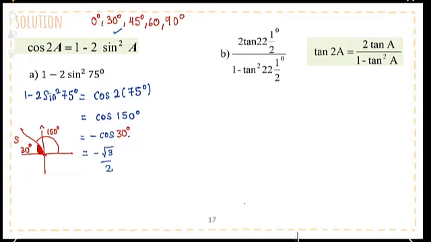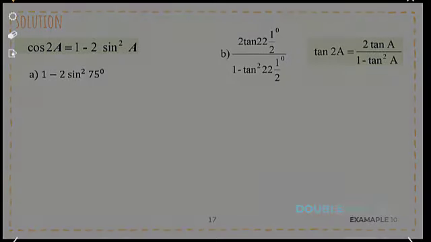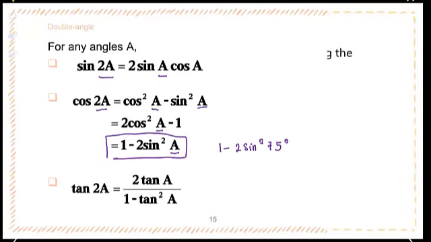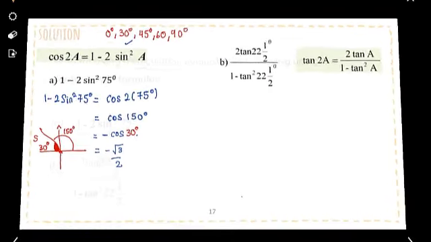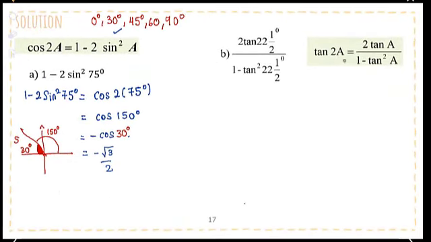Okay, now let's go to the next example: 2 tangent 22 and a half divided by 1 minus tangent square 22 and a half. When we have tangent, we only have one choice to make. If you look back at your double angle formula, for tangent we only have one formula. So that is the formula that we're going to use to answer example 10b. We're going to use tangent 2A equals 2 tangent A divided by 1 minus tangent square A. So the right hand side here is this part, which means 22 and a half is A.